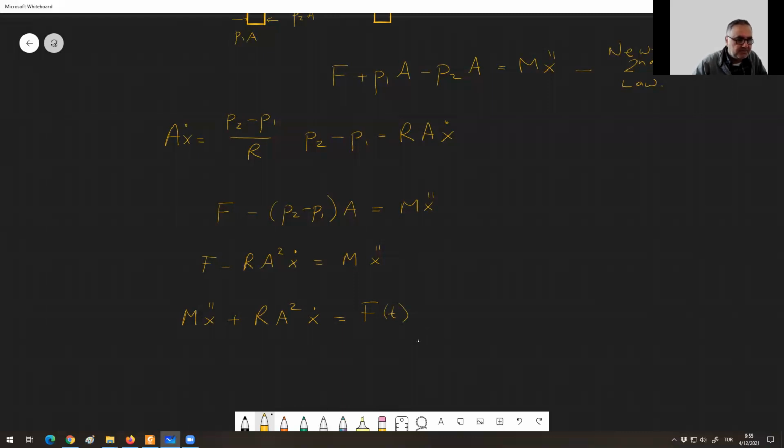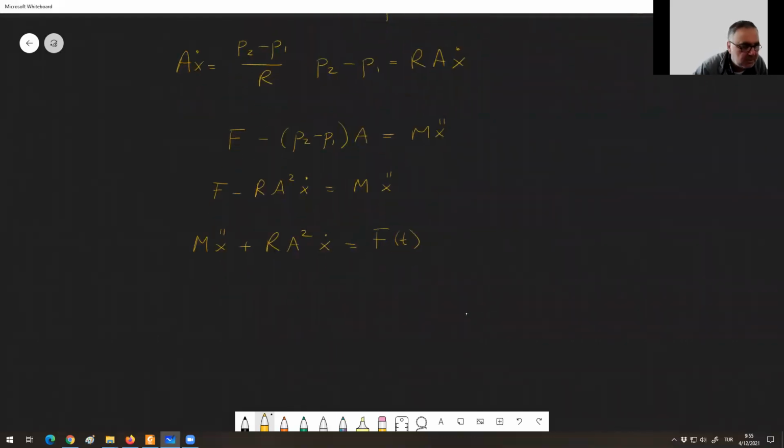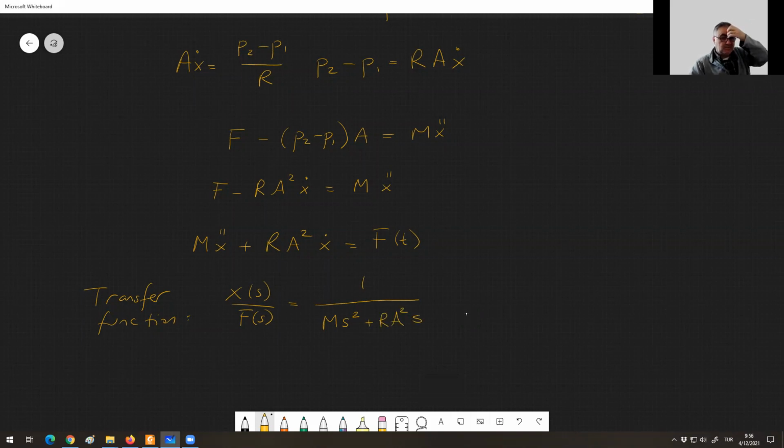Okay, if F is the input and X is the output, for the transfer function you just take the s terms out of it. X of s divided by F of s. I'll just write it if you don't mind. You can derive it yourself. 1 over something like this.